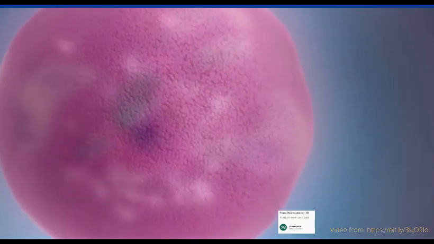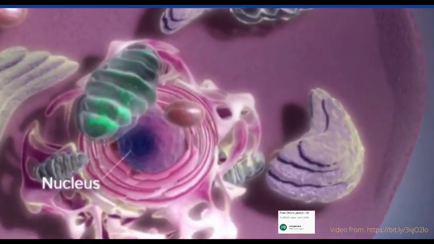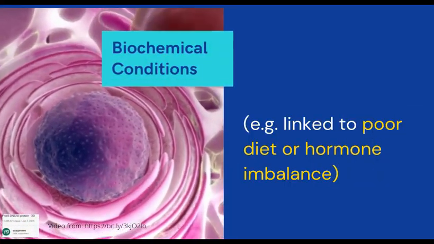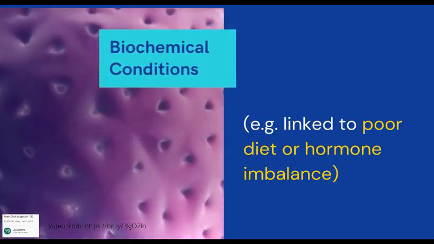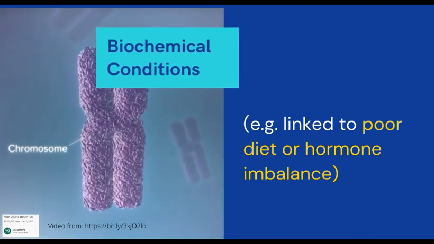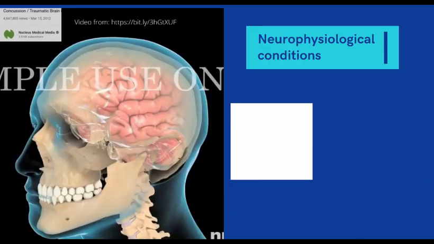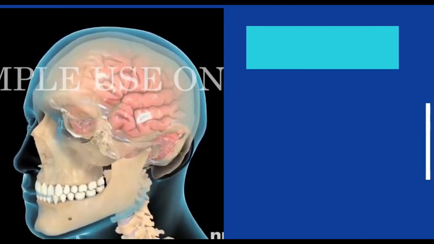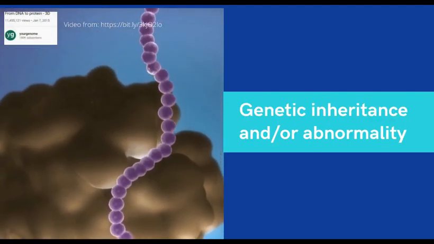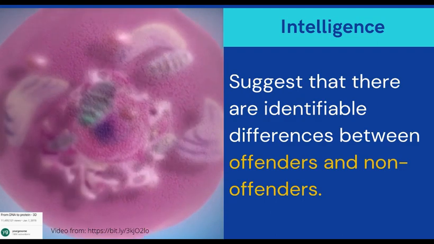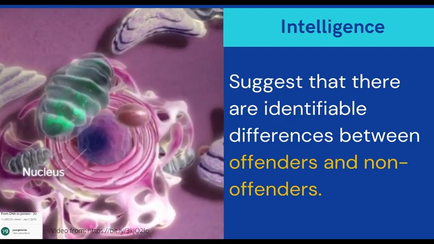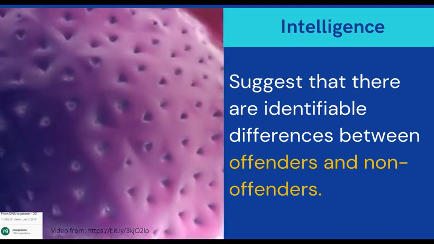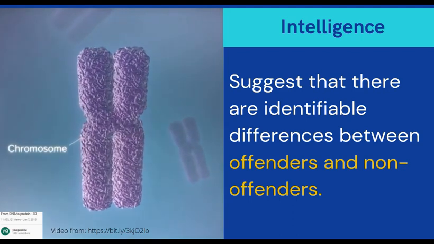Lombroso's work has long since fallen out of favor. However, biological theories have continued to develop. Rather than measuring physical features of the body, contemporary approaches focus on biochemical conditions, for example linked to poor diet or hormone imbalance, neurophysiological conditions, for example learning disabilities caused by brain damage, genetic inheritance and/or abnormality, and intelligence. These attempts to locate the causes of crime within the individual suggest that there are identifiable differences between offenders and non-offenders. In other words, the criminal is other, in some way different or abnormal to everyone else.